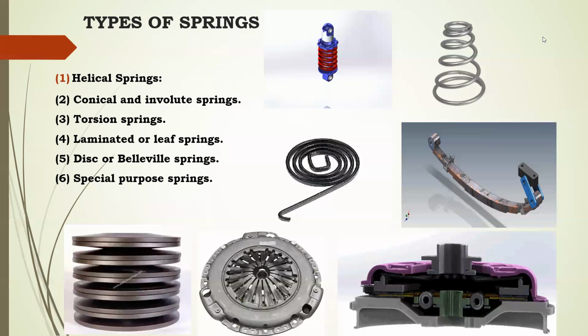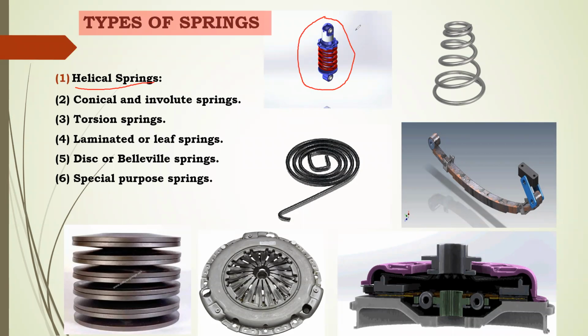Now we'll be discussing the types of springs. There are many different types of springs. The fundamental springs I have classified as, first one is helical spring. So you can observe here this type of spring, wherever we have the coiled spring which is made by wire, that is called helical spring.